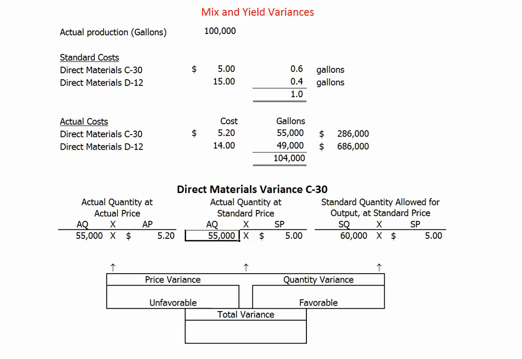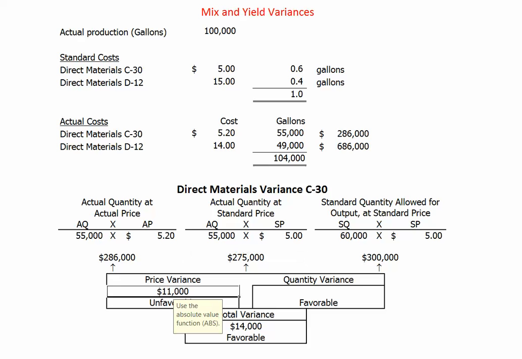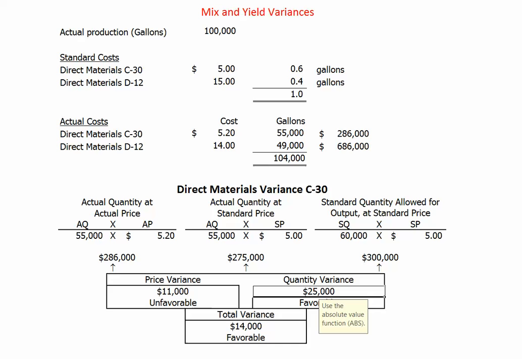Our total variance then is going to be the difference between our actual cost of C30 and our standard allowed of 300,000. So our total variance is $14,000, and it's favorable because the actual cost was less than our standard allowed. Finishing off then, our center number is 275,000, which is our actual quantity times our standard price. We have a total price variance of $11,000 and a total quantity variance of $25,000.